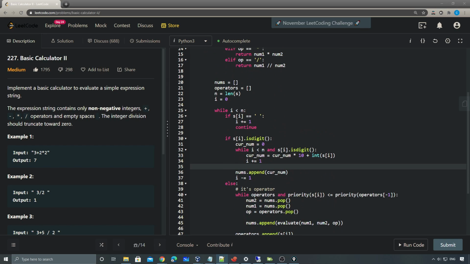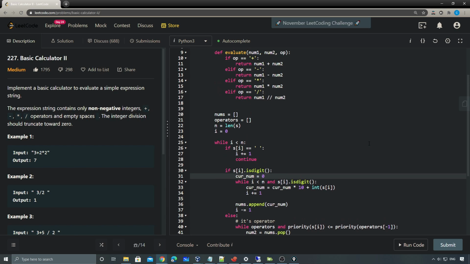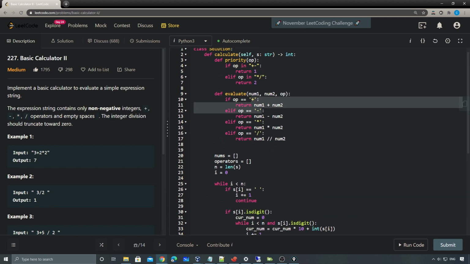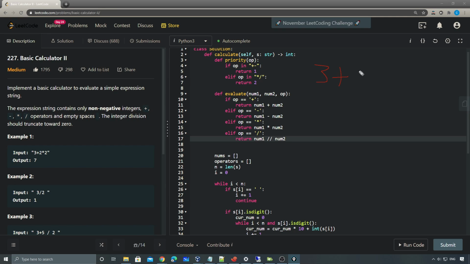And how about some follow-up questions, right? The first follow-up question is, besides these four operators, how about supporting more operators? Let's say how about this one? 3 times plus 5 times 3, and then we have a power of 2. How about this, right? Because this power operator has an even higher priority than multiply and divide, right?